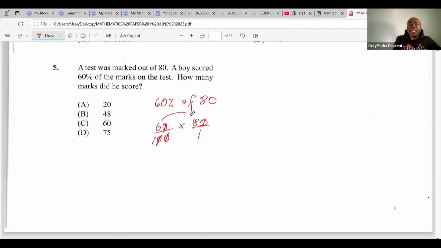So we're left with 6 times 8, which is 48, okay? So that's one of the methods you could use, all right?